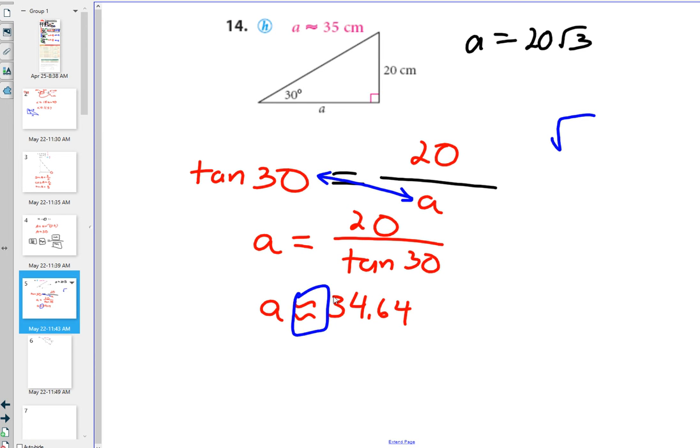Scratch it off for me if you want. I didn't get the 35. They got the 35. I got 34.2. I'm not making sense? There you go. It's not part of the problem.